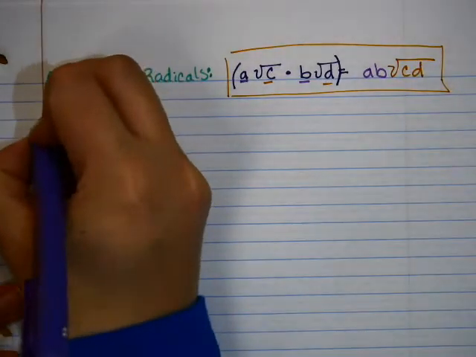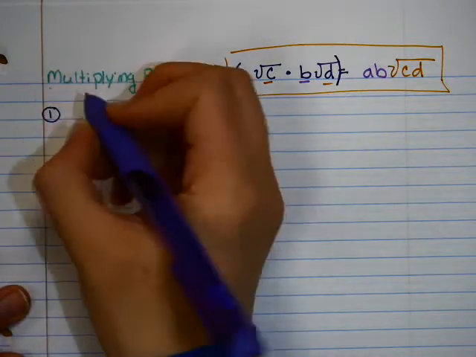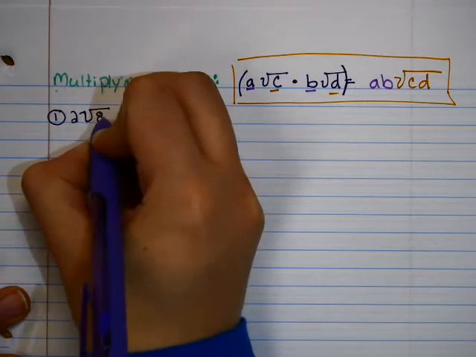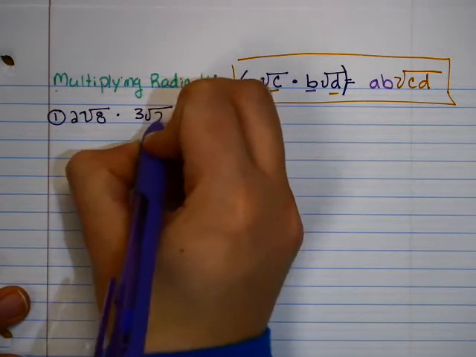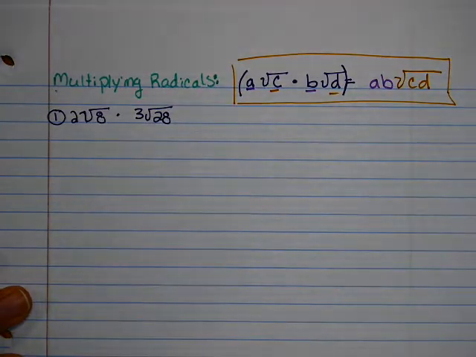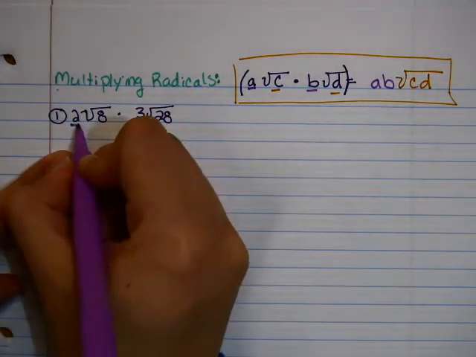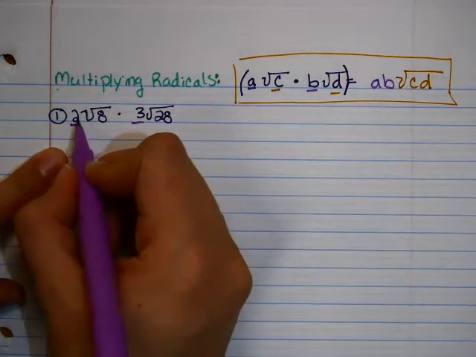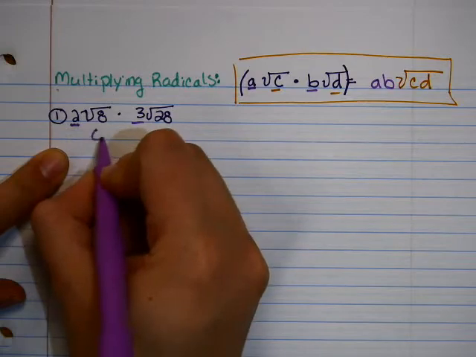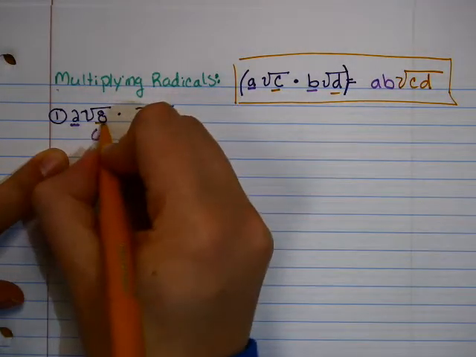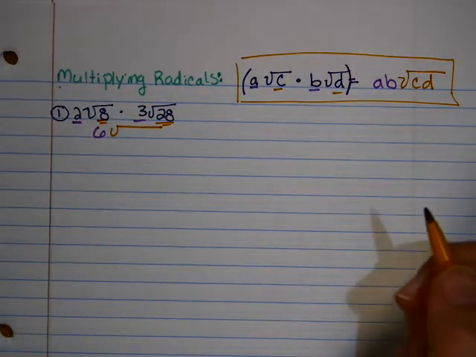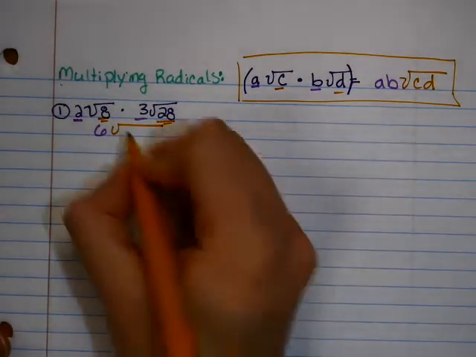All right, so the first example I want us to look at is 2 square roots of 8 times 3 square roots of 28. Okay. All right, so let's do the same thing. As our rule states, multiply our two outside terms, so 2 times 3 I know is 6. Multiply what's underneath the radical, 8 times 28, which we should get 224.